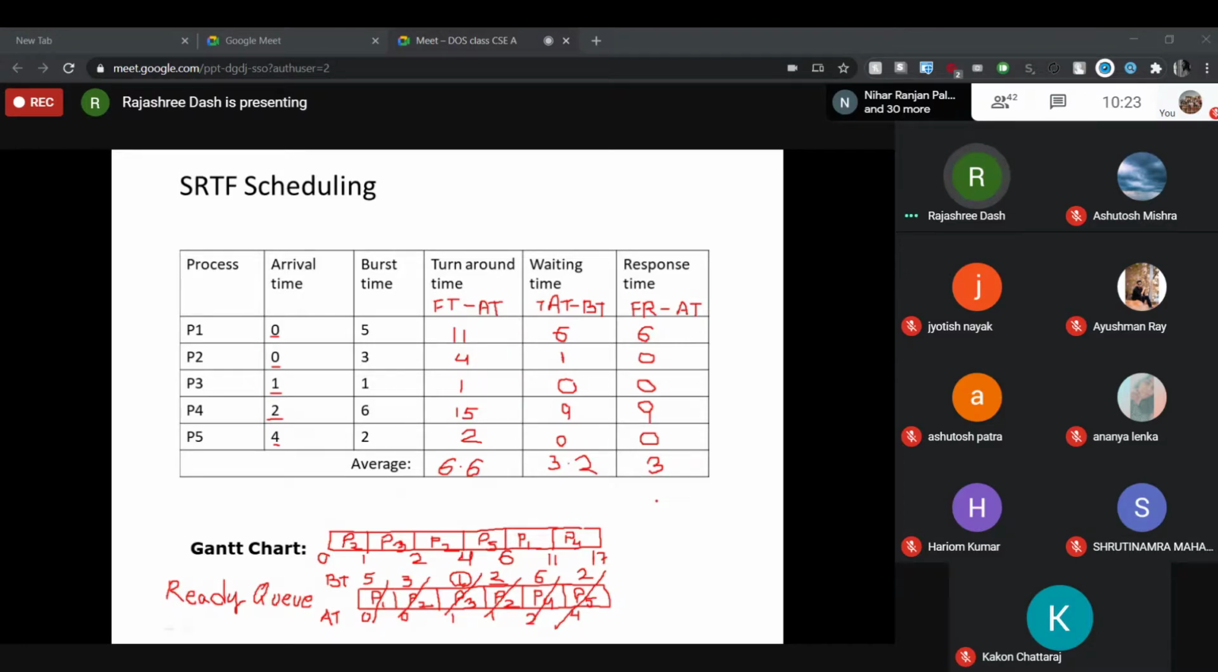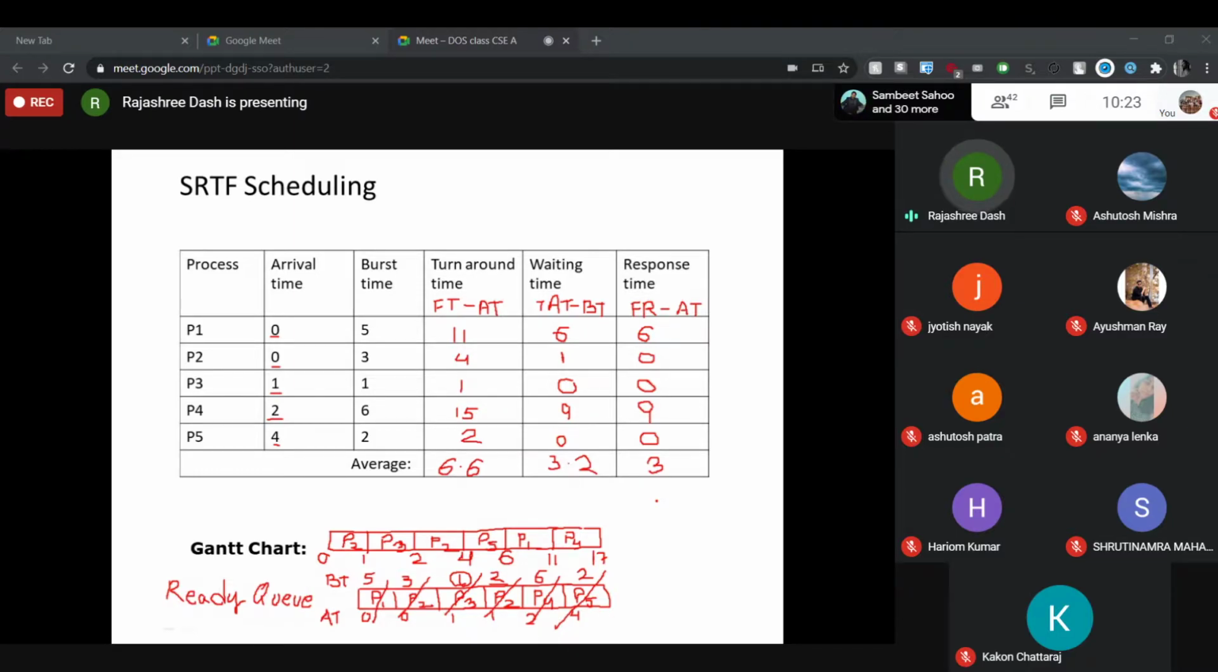So just check. This is the first CPU scheduling algorithm which we have discussed that is of the preemptive type. Previously, in non-preemptive CPU scheduling, whatever problems we have solved, we find that the waiting time and response time of all the processes are the same. But here you can find that the overall average waiting time and average response time are not the same. They are different. So remember that point.